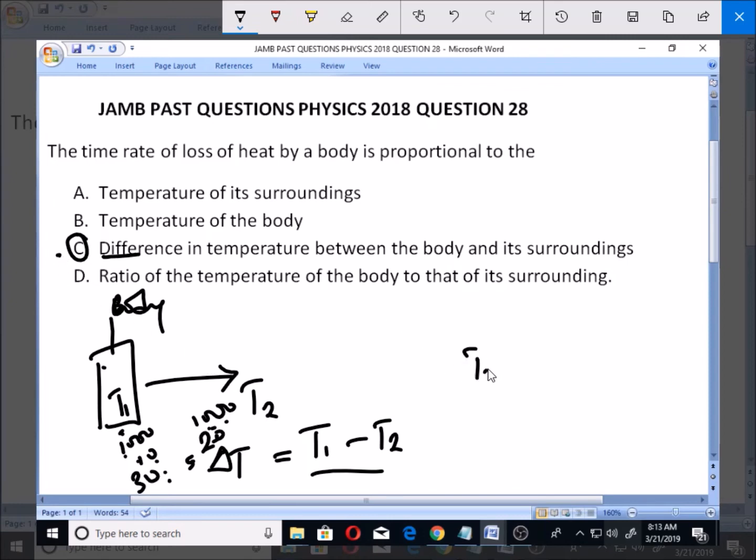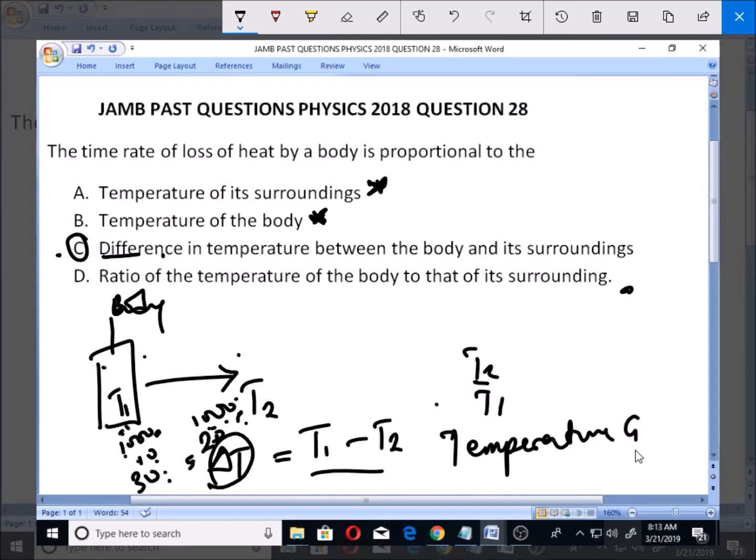It is not T2 over T1, which is what D is talking about. It is not the magnitude of the body temperature or the magnitude of the temperature of the surrounding, because if the magnitude is so large but equal, then there will be no movement. So what actually causes loss of heat or movement of heat in and out of the body is the temperature difference. Once there is a temperature difference between T1 and T2, we have what we call temperature gradient, which allows for heat loss or even heat gain.